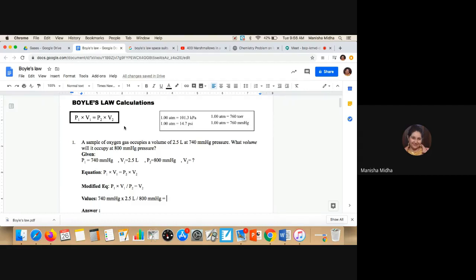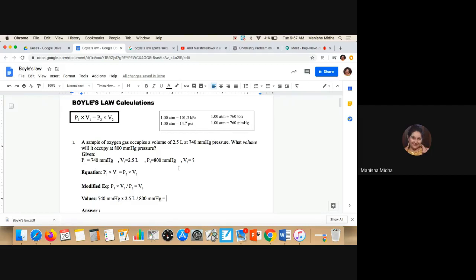Now, this requires the equation P1 times V1 equals P2 times V2, where P is the pressure, 1 is the initial value, and V represents volume, measured in liters. V1 is the initial volume. So initial pressure times initial volume equals final pressure P2 times final volume V2. Pressure can be measured in any one of these units: ATM, kilopascals, PSI, torr, mmHg.